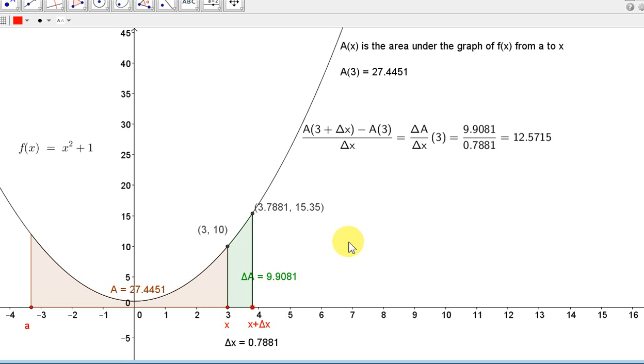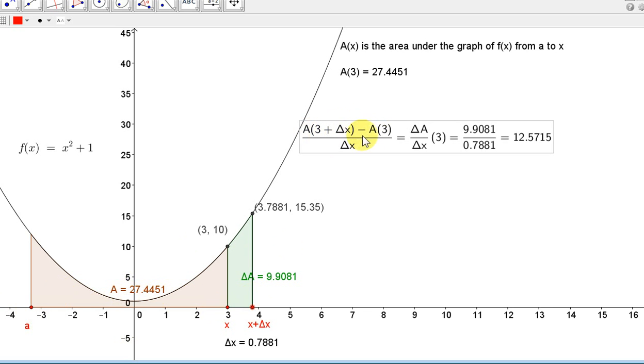So in this case delta A is 9.9081. And we divide that by delta x, that's the distance between 3 and this point. Delta x is 0.7881. We could also write delta A like this. We could get the area up as far as x plus delta x, well x is 3, up as far as 3 plus delta x, that is the area from this point little a up as far as this point here, and subtract off the area from little a up to 3, subtract off that red area. So we take the total area from point A all the way up to point x plus delta x and subtract off this red area. Subtract off A at 3. So that's another way that we could write delta A.